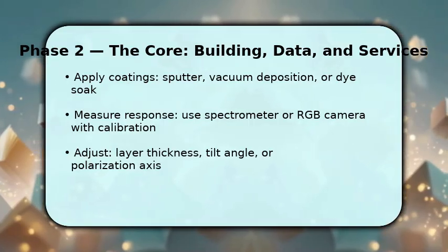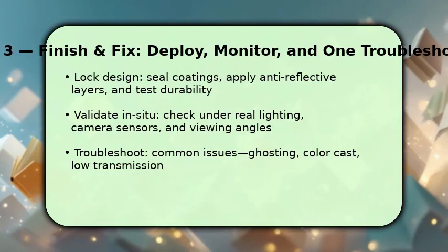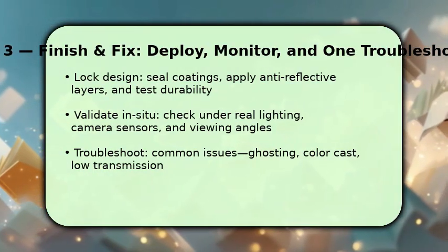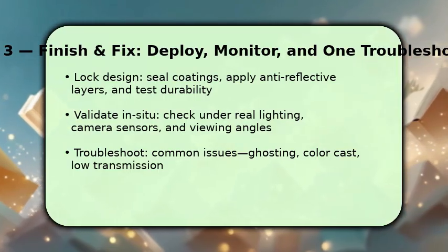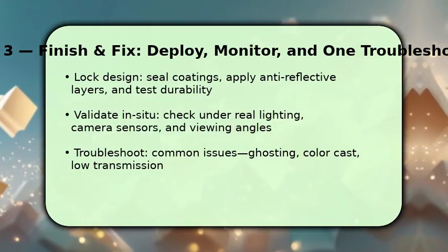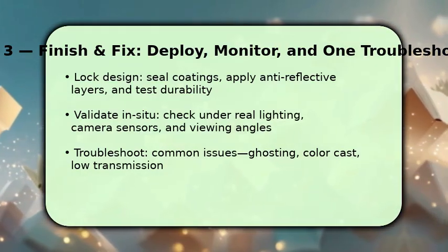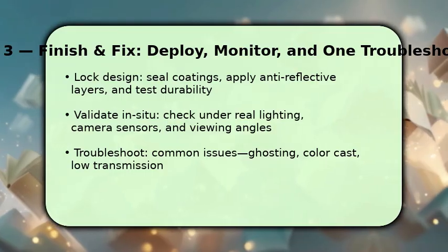Each tweak directly changes how wavelengths pass or are blocked. You finish by sealing and validating the filter in real conditions. Add anti-reflective layers to reduce ghosting and test across angles because dichroic behavior changes with tilt. Once done, verify color fidelity on target cameras and displays and measure durability under heat and humidity.